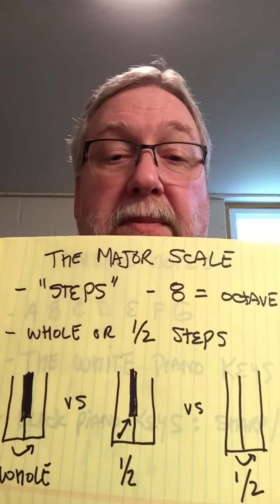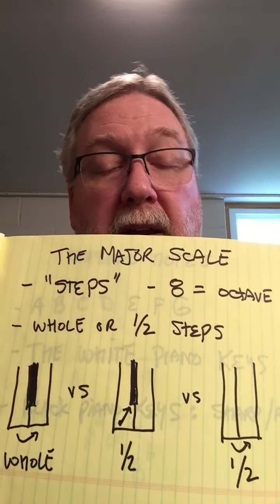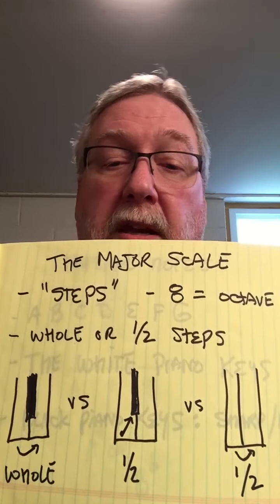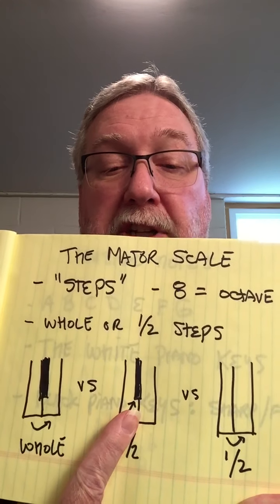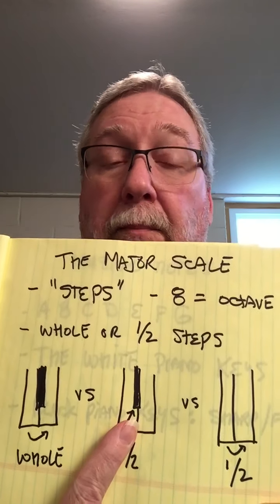And so steps in a musical scale or steps on a piano keyboard can be either a whole step or a half step. And so as my pictures show, if you move from one white key to the next white key and there's a black key in between, that's going to designate a whole step. If you move from a white key to the next adjacent black key, that's going to denote a half step.